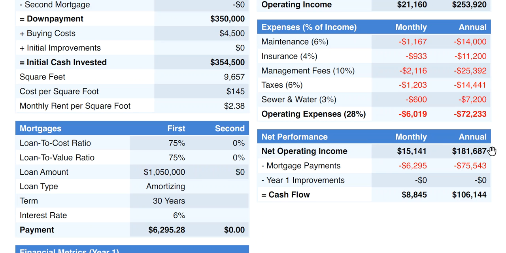Now this net operating income assumes that, hey, you make $181,000 if you buy the property for cash. If you have a mortgage, that expense goes down on that line. So $6,295 for the monthly mortgage. Your cash flow is $8,800, or $106,000 a year. If you don't have a mortgage, you buy it for cash, then your cash flow is $15,000, and your net operating income, net cash flow, is $181,000.